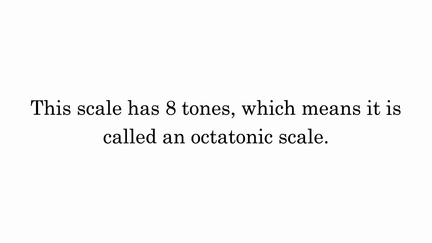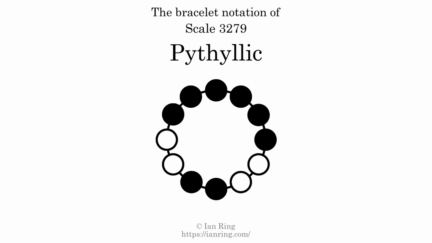This scale has 8 tones, which means it is called an octatonic scale. This is a bracelet notation diagram of scale 3279. The shaded circles represent tones that appear in the scale, and they are read clockwise, starting at the top.